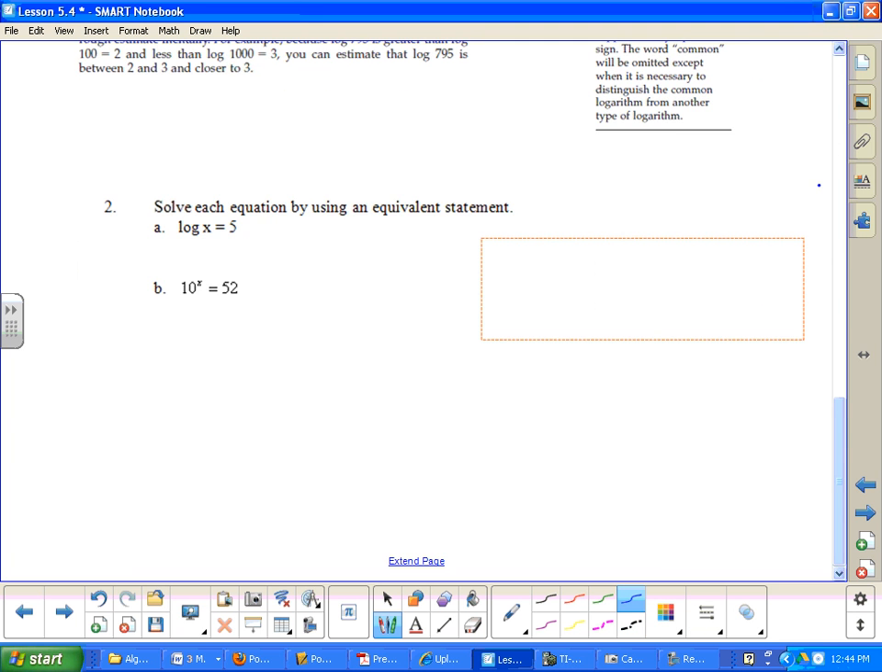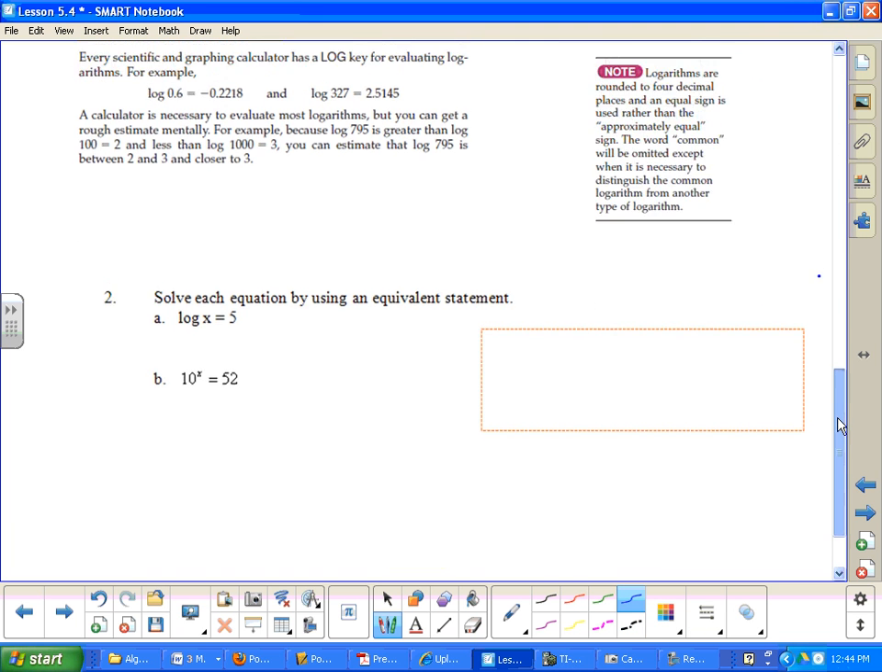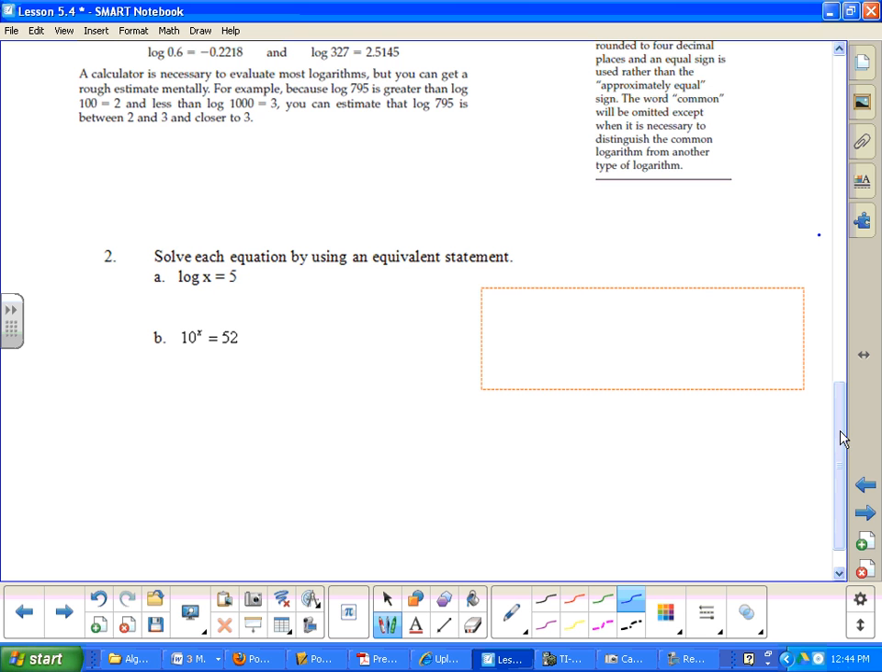Now they want us to solve each of these by using the equivalent statement. This equivalent statement for letter A would be the fact that the base here is 10, right? So 10 to the 5th power is equal to x. Because the base raised to that power is equal to this number here. So that would be back to our friend Mr. 100,000, because there's 5 zeros.